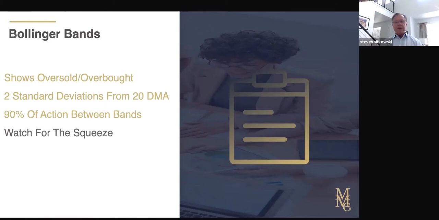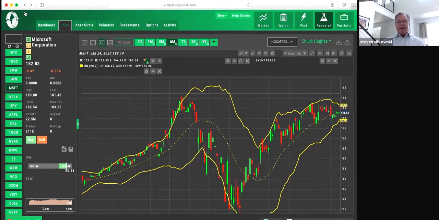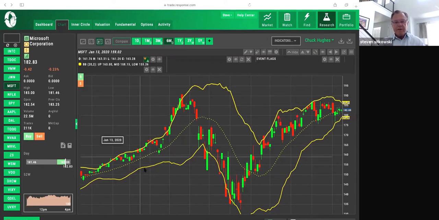One of the other things that we want you to do is to watch for what's called the squeeze. So depending on the market volatility, the bands will expand and contract. Once they contract, it is highly likely that in the near future, you're going to see increased volatility on that security.